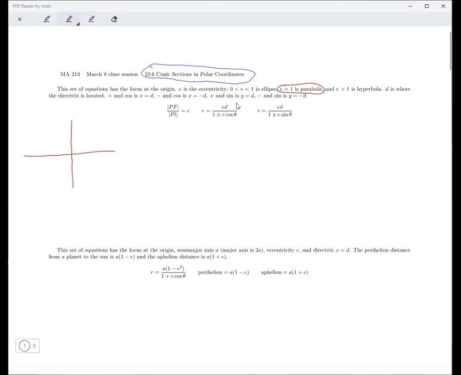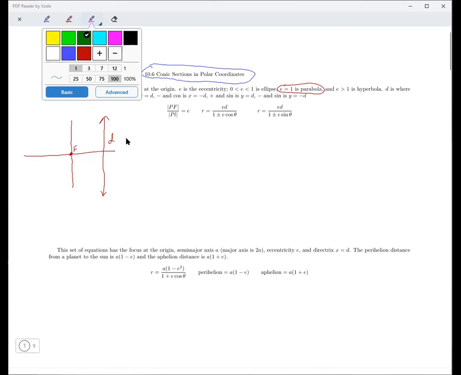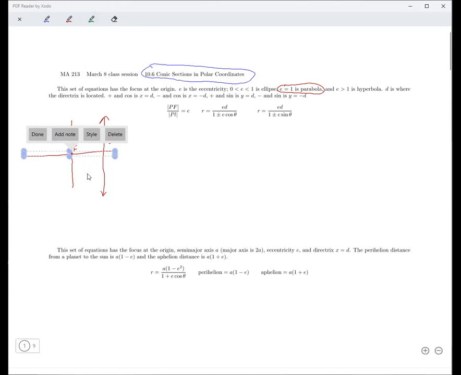For these equations, we have the focus at the origin right here. And then here we're going to put the directrix over here. A parabola is defined to be the set of points that are equidistant from the focus and the directrix. So this point right here, halfway between, is going to be on the parabola. Oh man, this is not working out too well.